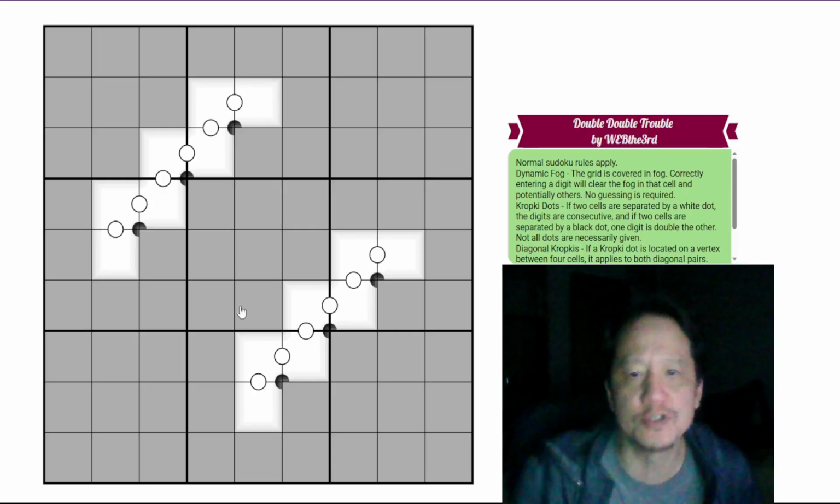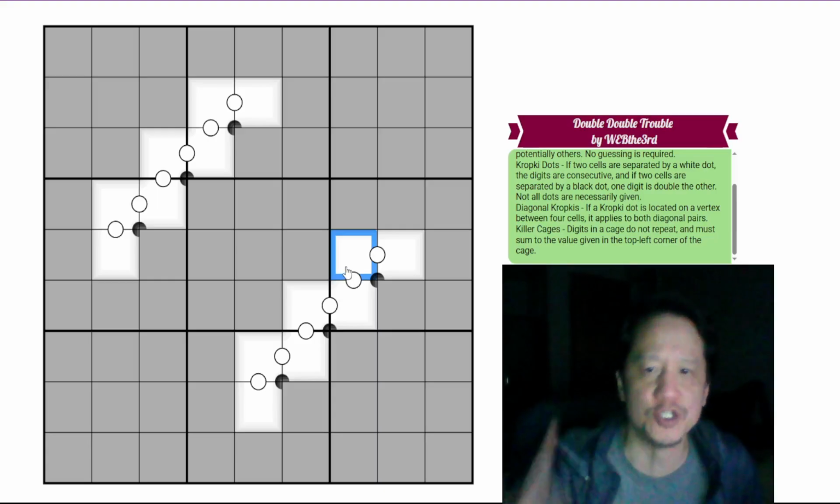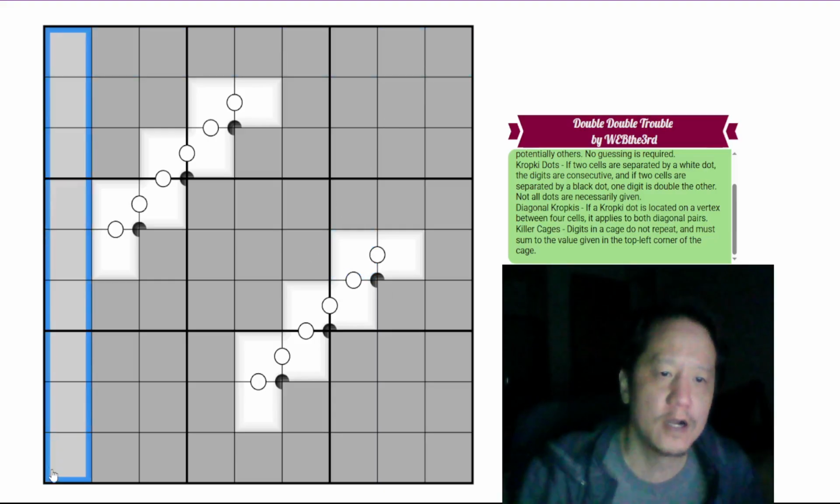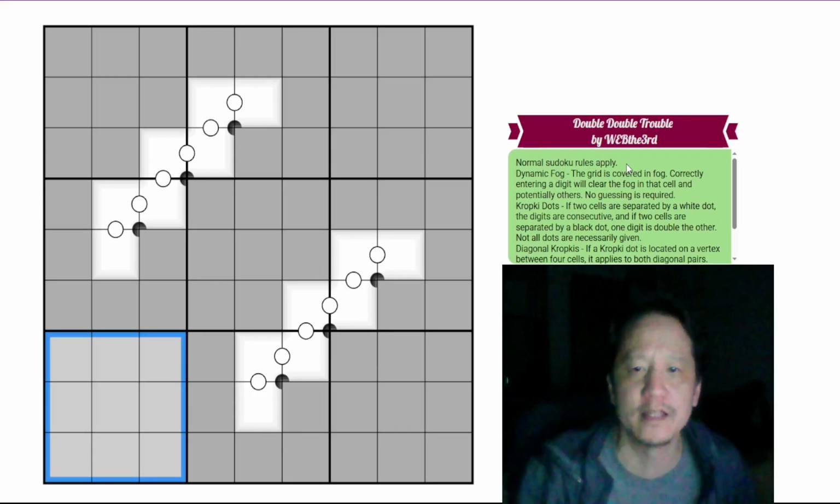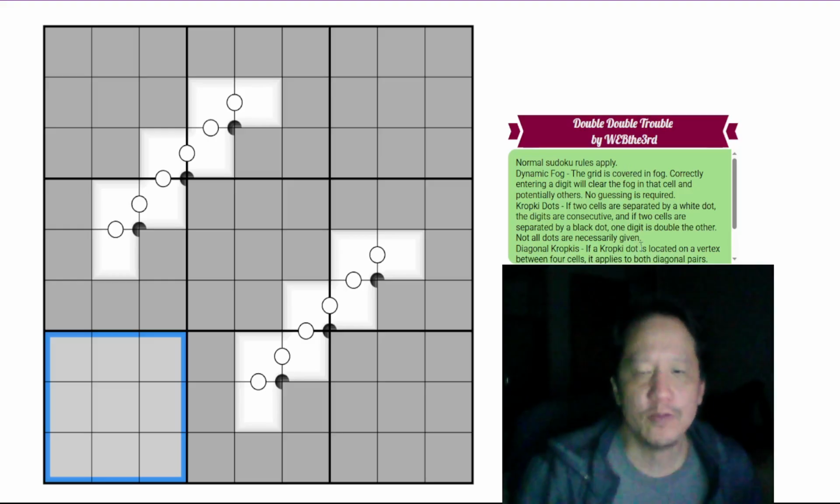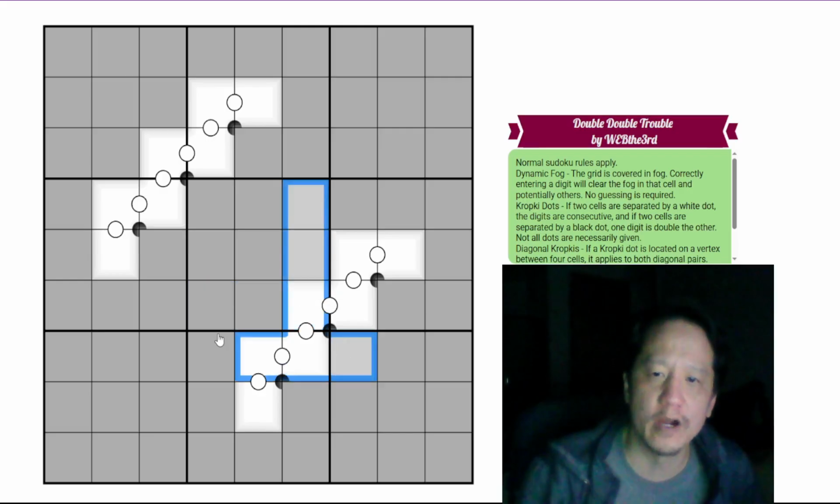Normal Sudoku rules apply, which means in every cell in the grid, place a single digit such that every row, column, and designated 9-cell region contains the digits 1 through 9 exactly once each. We have dynamic fog, where the grid is covered in fog. Correctly entering a digit will clear the fog in that cell and potentially others. No guessing is required.